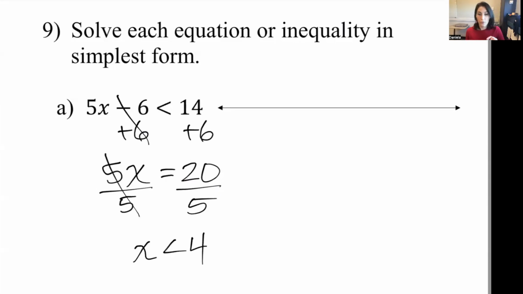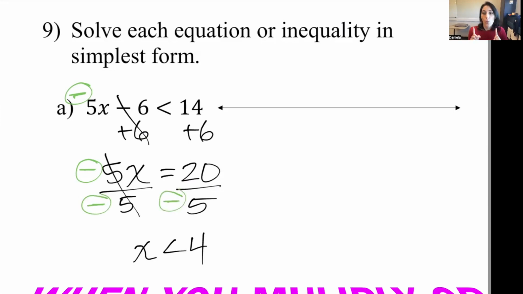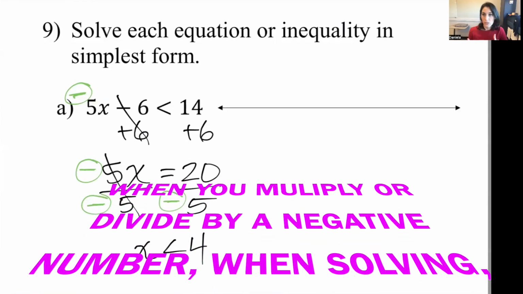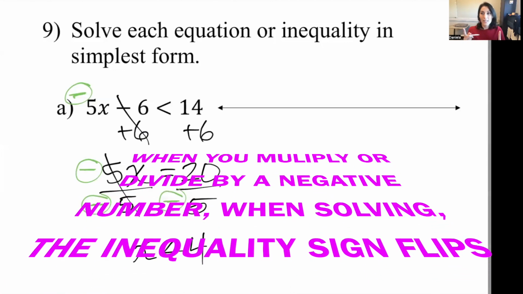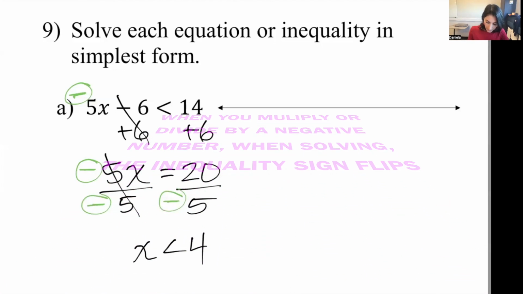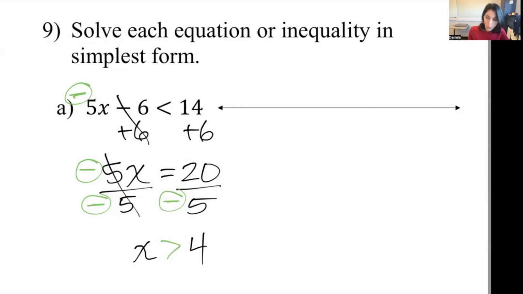Now be super careful. I do want to say something. Let's say, okay, I'm totally changing the problem for a second. Just bear with me. Let's say this problem was a negative, right? So let me drop down. So we were really dividing by a negative. Super important. When you multiply or divide by a negative number when solving, the inequality sign flips. So this would actually end up being x is greater than 4 rather than x is less than 4.